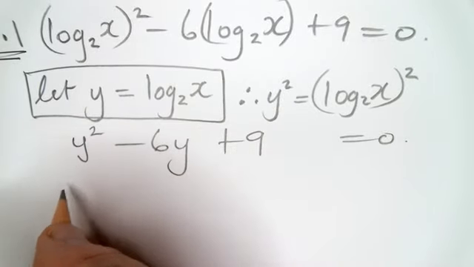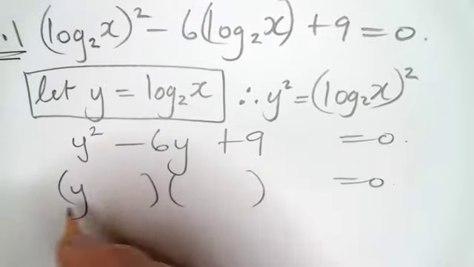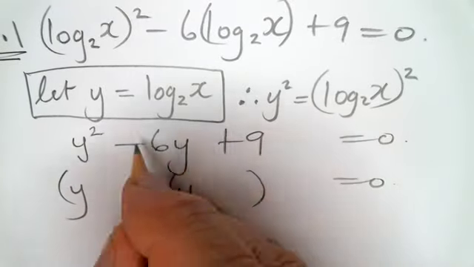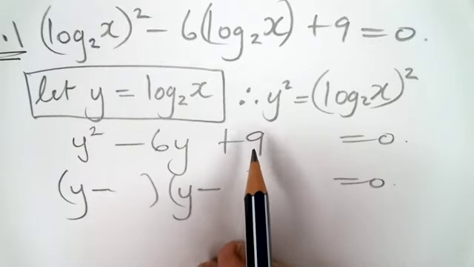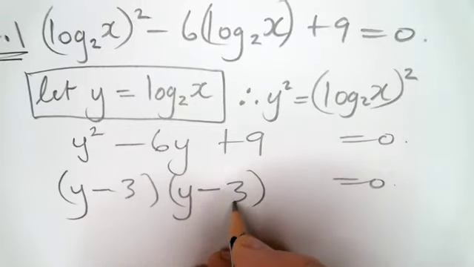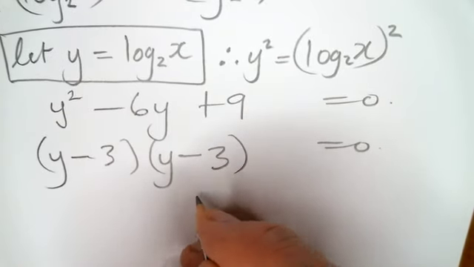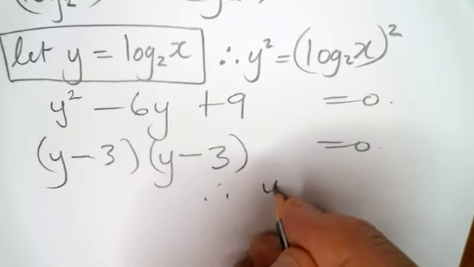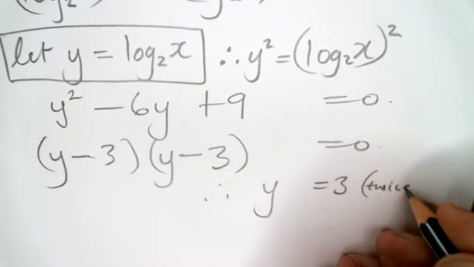Let's take a look. I'm going to restate this. So I'm going to have a y and a y, and the signs are the same. They're both negative. And two things that multiply together to give a 9 and add to the negative 6 is going to be a 3 and a 3. So I'm going to put, therefore, y is equal to 3 twice.